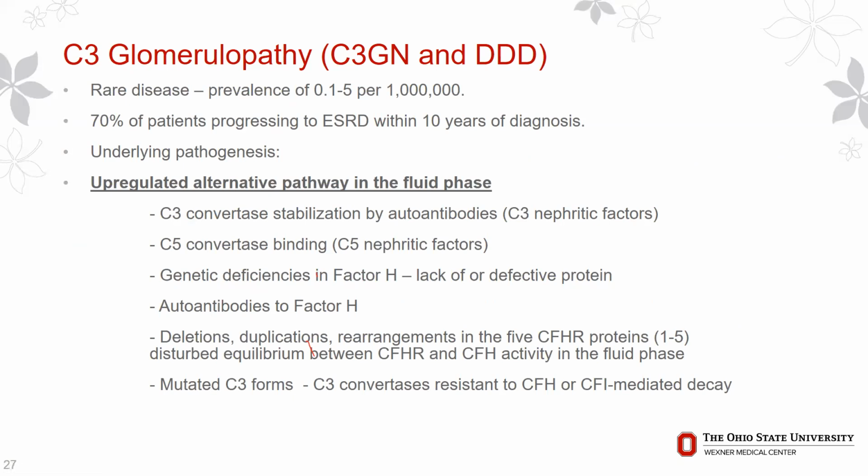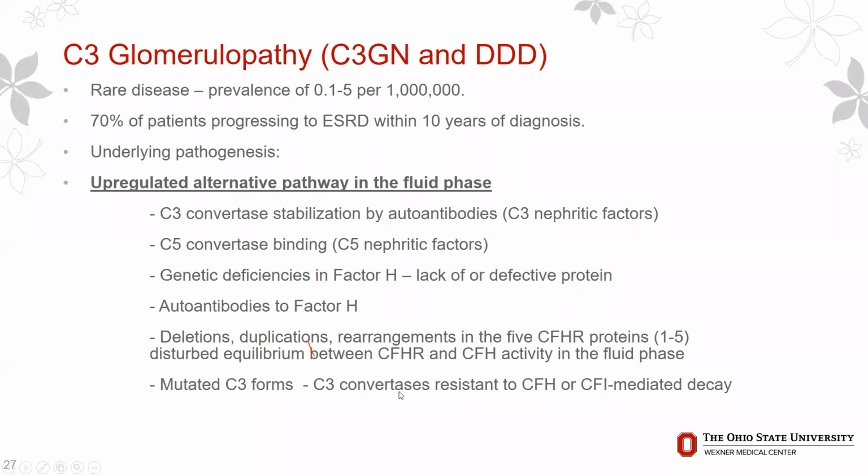It is a rare disease, even though as pathologists we keep seeing it. That's because we see a skewed population. We only see the cases that are biopsied. But if you consider the entire population, the prevalence is pretty low. Unfortunately, a large percentage of these patients progress to end-stage renal disease. And underlying pathogenesis, the alternate complement pathway disruption, can be due to various different genetic defects. C3 convertase, like autoantibodies to C3 convertase and C5 convertase, the nephritic factors, genetic deficiency or mutations in the complement regulatory proteins, particularly factor H, or autoantibodies to factor H. And then you have this whole family of complement factor H related proteins, which can create havoc.